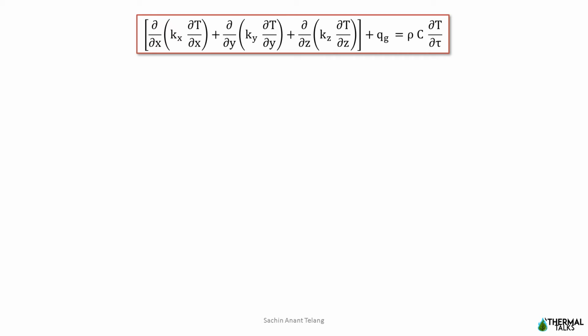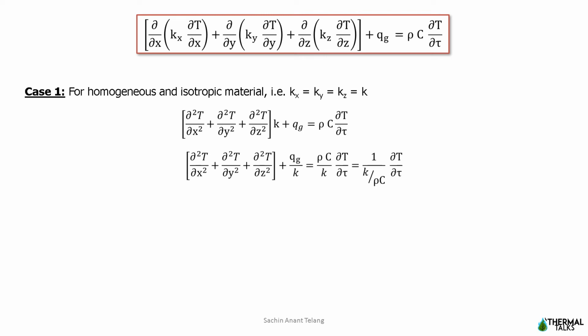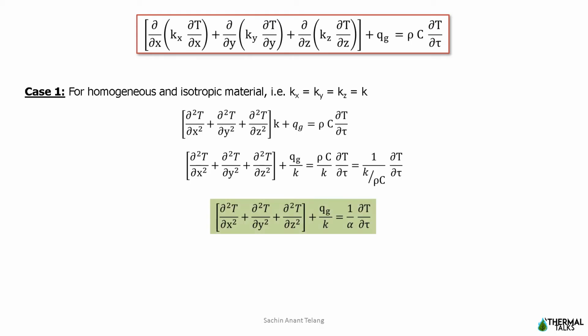So we have reduced this big equation into a number of cases. Case number one: we assume the material is homogeneous, which means the thermal conductivity of the material remains the same throughout the material, so kx, ky, kz becomes k. Let us remove this constant k from the equation and divide the whole equation by k. Now we reduce it to this equation, and at the end you can see 1 over k by rho into c. We call this alpha, or thermal diffusivity of a system, which is a very important property which we are going to study in transient or unsteady state heat conduction in future videos.